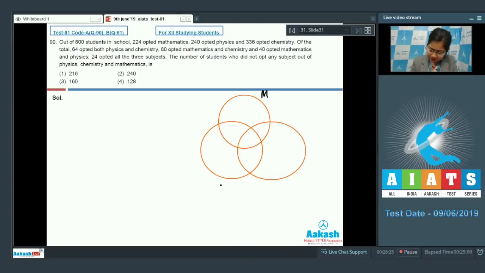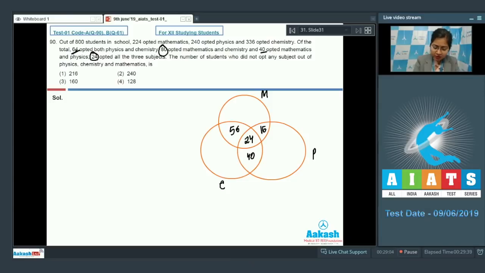Let us say this is M, C, P. Now it has been given that 24 opted all the 3 subjects. So this is 24. Now 40 opted maths and physics. So 40 minus 24 is equal to 16. This one. Now, 80 opted maths and chemistry. So 80 minus 24 is equal to 56. Also 64 opted both physics and chemistry. So 64 minus 24 is equal to 40.